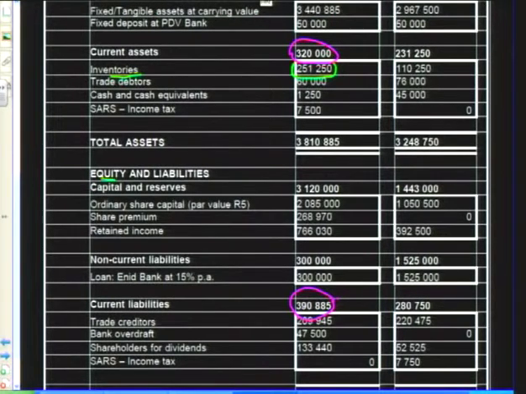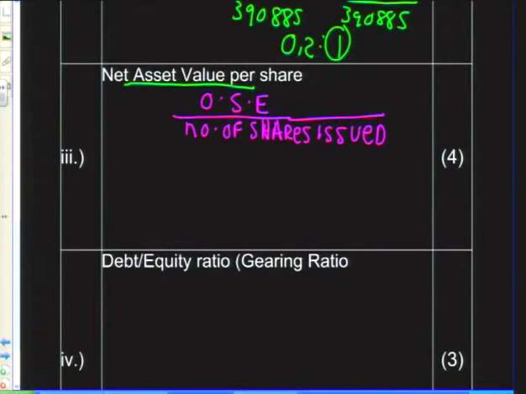My ordinary shareholders' equity, remember, guys, is a sum of these 3 items: ordinary share capital, share premium, retained income. So if I add up these amounts, the total at the top is my ordinary shareholders' equity, 3,120,000. So let's take that through, 3,120,000.